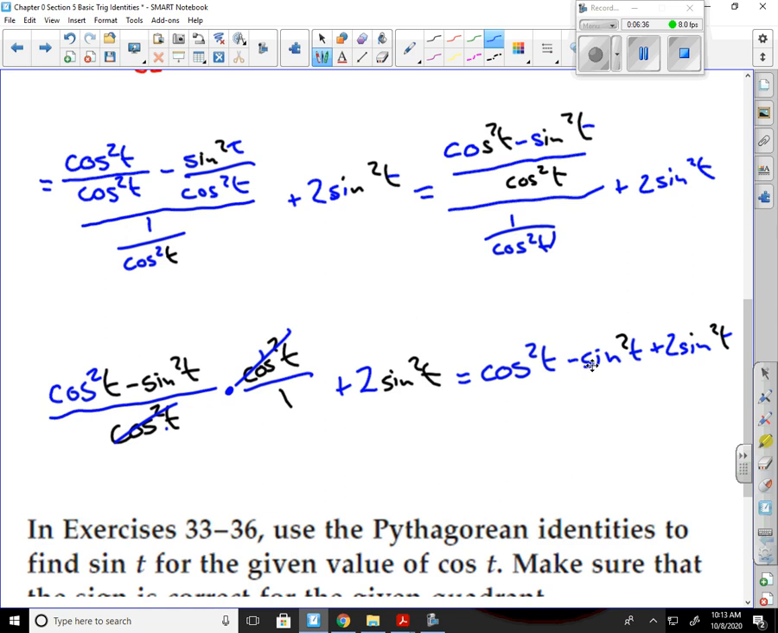I'll have a minus sine squared t plus 2 sine squared t. So this is like a minus 1 plus 2. That gives me just 1 sine squared t left. So I'm subtracting this 1 from 2. So I have cosine squared t plus sine squared t. Now this is a Pythagorean identity. Cosine squared plus sine squared is equal to 1. That's my final answer. So I went all that way to come up with an answer of 1.